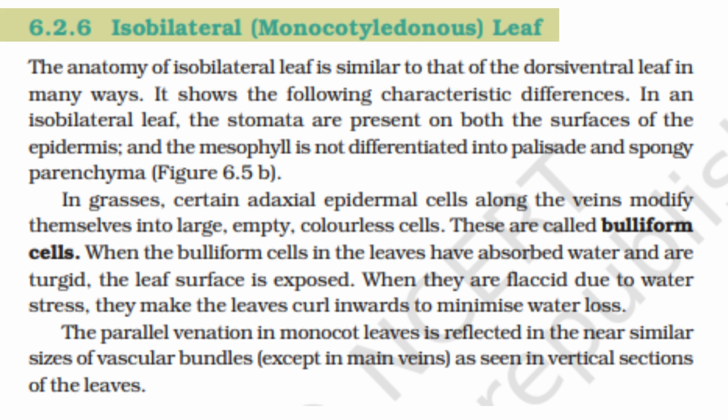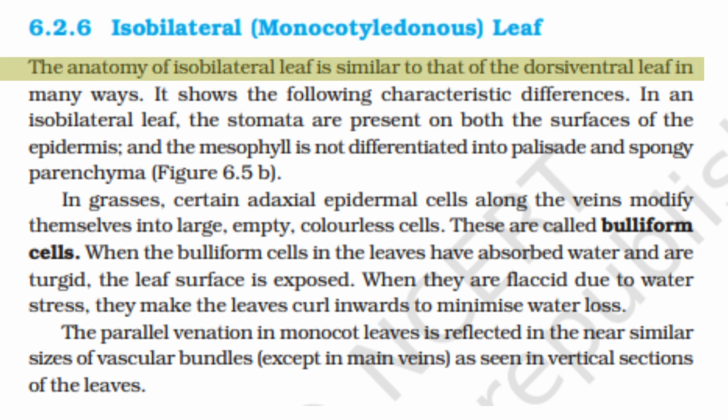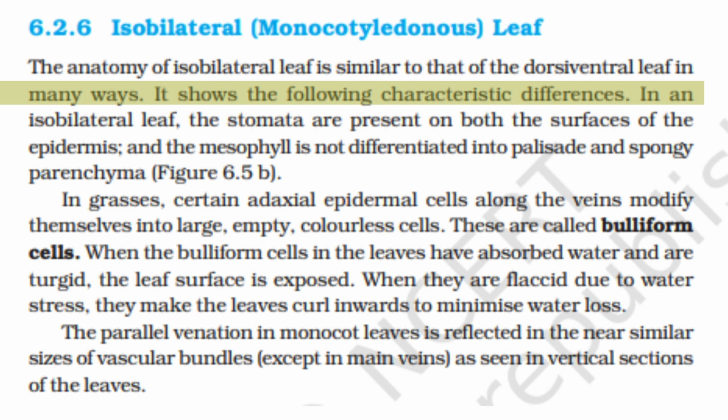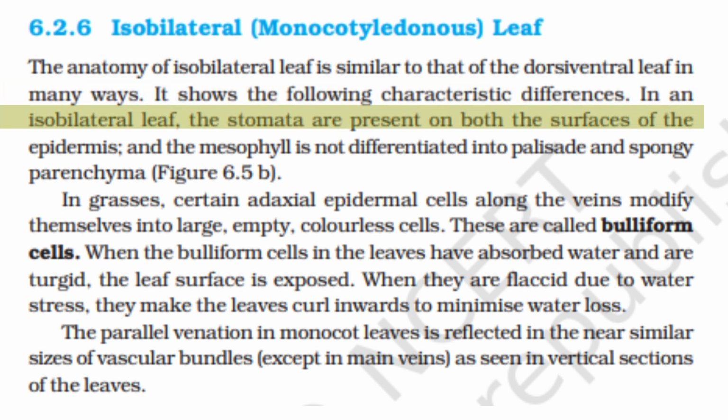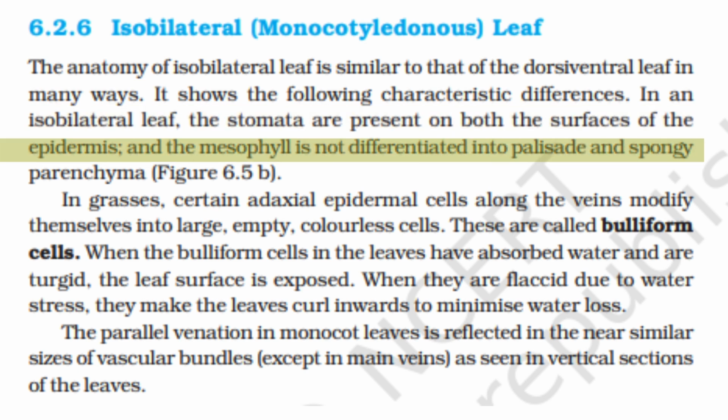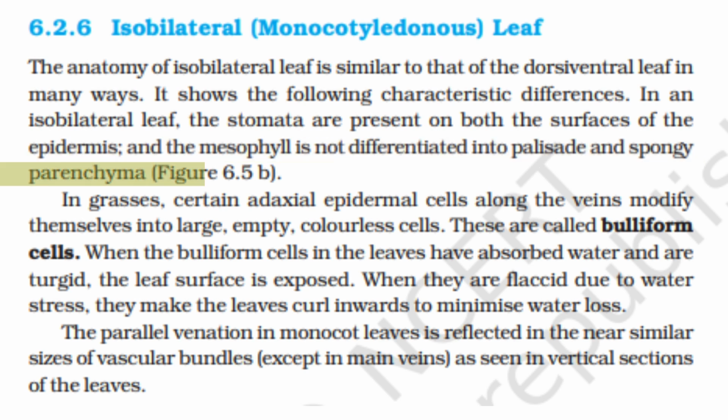Isobilateral monocotyledonous leaf. The anatomy of isobilateral leaf is similar to that of dorsiventral leaf in many ways. It shows the following characteristic differences. In an isobilateral leaf, the stomata are present on both the surfaces of the epidermis, and the mesophyll is not differentiated into palisade and spongy parenchyma. Figure 6.5b.